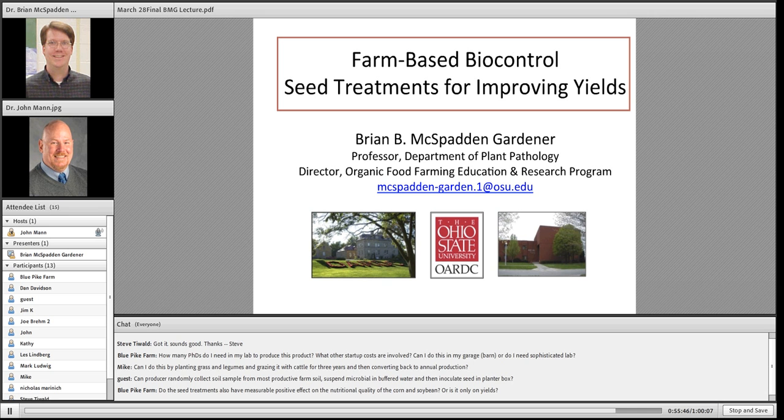Okay, another question from Blue Pike Farm. Do the seed treatments also have measurable positive effect on the nutritional quality of the corn and soybean, or is it only on yields?